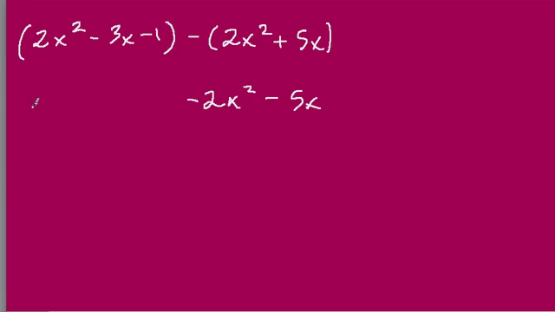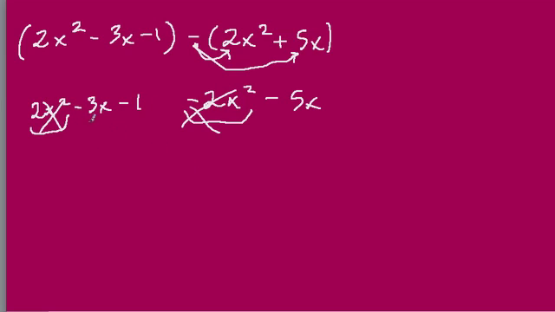I keep this initial part, and we have 2x squared minus 3x minus 1, and we've already dealt with this subtraction sign by distributing it to the parts here. And now we can add together like terms. 2x squared and then minus 2x squared is 0, so that's gone. Minus 3x minus 5x, minus 1.